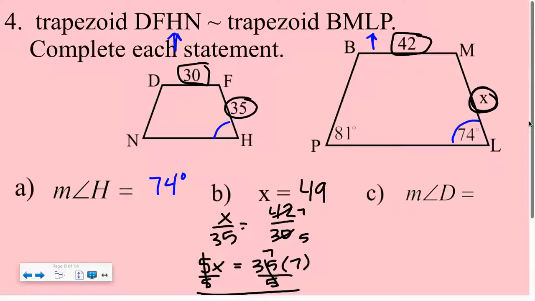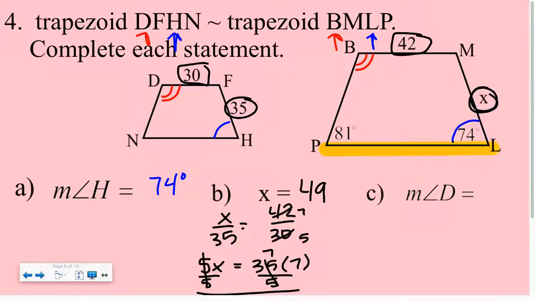Cross. Your alarm's going off. Angle D. Oh, geez. Congruent to angle B. But I don't know angle B. Opposite angles are congruent. 74, right? Yeah. No. Wait, hold up. This guy's even marked. Good try though.